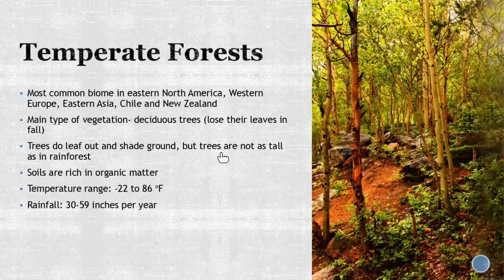Now, with that losing of the leaves, it does add a lot of nutrients to the soil, which is really rich in organic matter. It has a wide range of temperatures. From the winters, we can go to -22 all the way up to around 86 for the summer. And it has a decent range of rainfall for a year, between 30 to 60 inches.